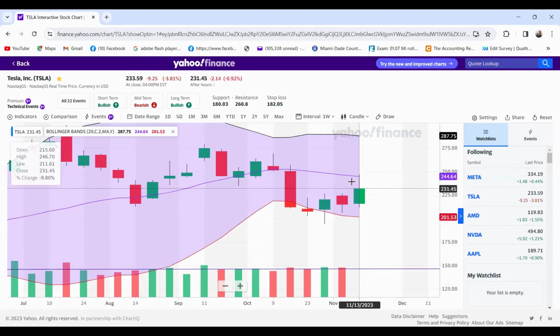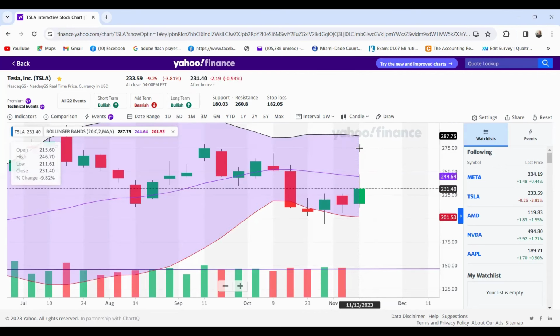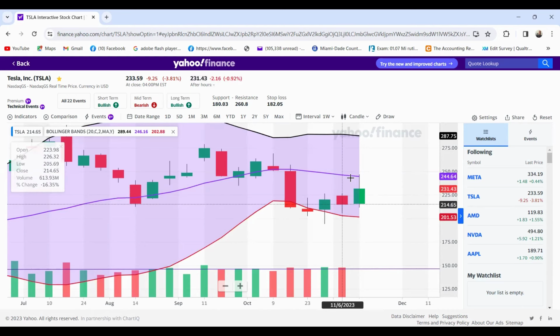For that to be strong or stay bullish for the whole month, I'm talking for the whole month, this candle, you can see here, the green candle, has to be above the moving average, which is the blue line. And then it has to come up below the upper band, but above the moving average. So for the whole month.